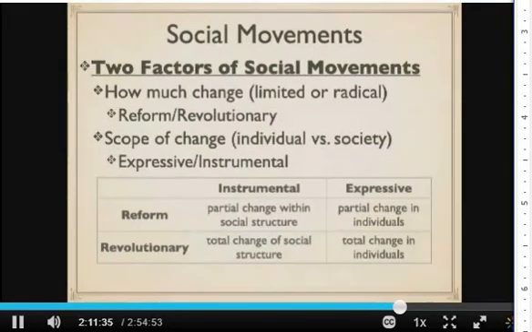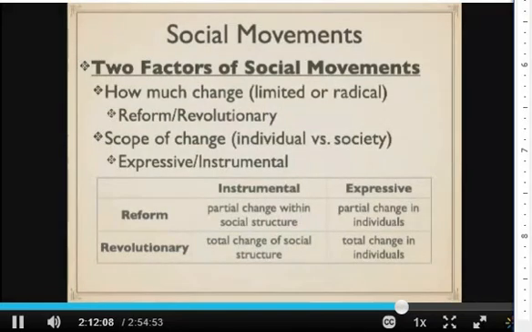Or Islamic fundamentalism, right, is another instrumental revolutionary movement where they want total change of society to adopt various kinds of Islamic law, but across the social structure, right? Not just in any one person's faith or whatever. And then finally, an expressive revolutionary movement, the lower right-hand corner, wants total change because it's revolutionary, but in individuals, not in the social structure.